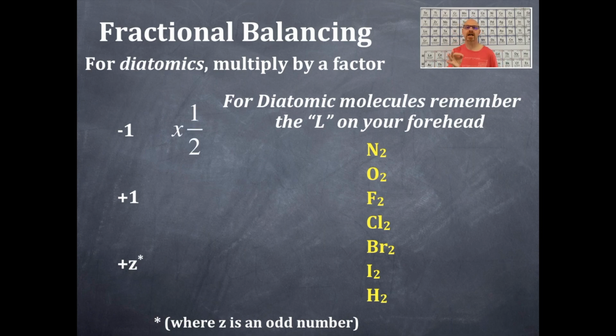Okay, so here we go. If you're going to subtract 1 in front of the diatomic, you're going to multiply by 1/2. If you're going to add 1, you're going to multiply by 3/2 stoichiometric coefficient. If you're going to add a certain number, that's z, which is going to be an odd number, it won't be an even number, then you're going to multiply by z over 2. Now, it could be an even number if there's an oxygen in another compound, but those are special cases.